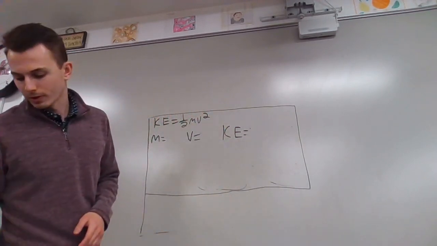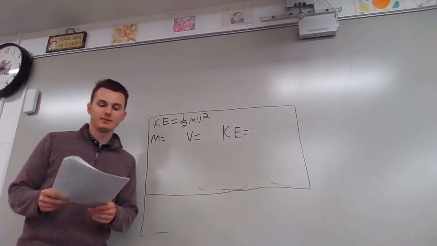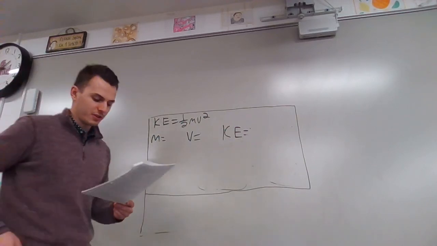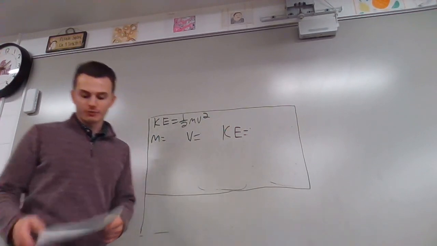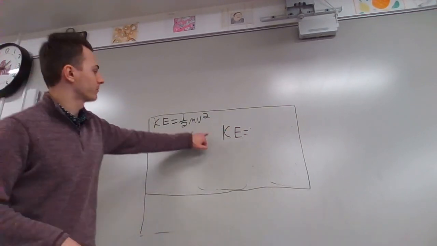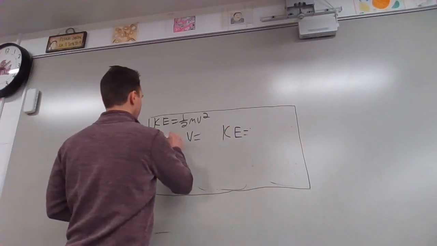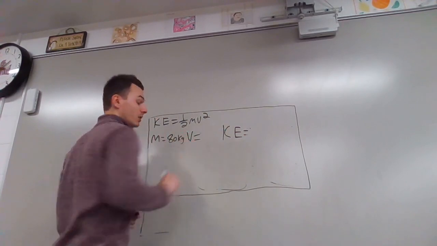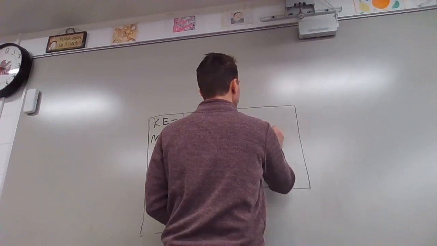Okay, number 4. A sprinter has a mass of 80 kg and a kinetic energy of 4,000 joules. What is the sprinter's speed? So now we're solving something new again. We're going to solve for v, velocity. We'll write in what we're given. We have a mass of 80 kg, and we have a kinetic energy of 4,000.